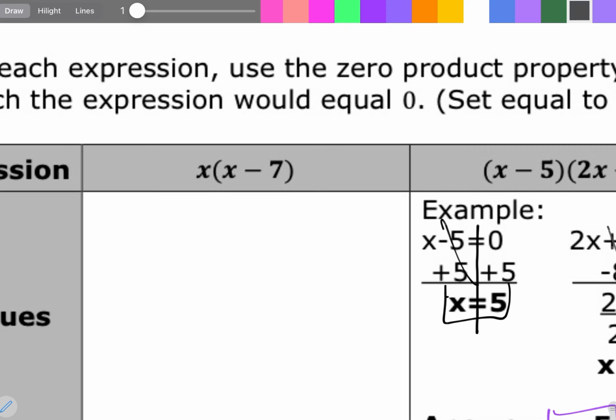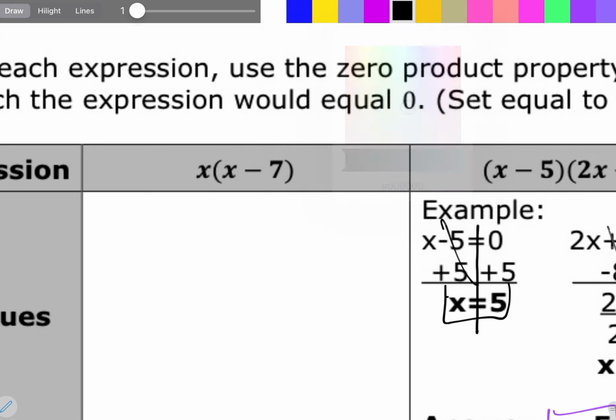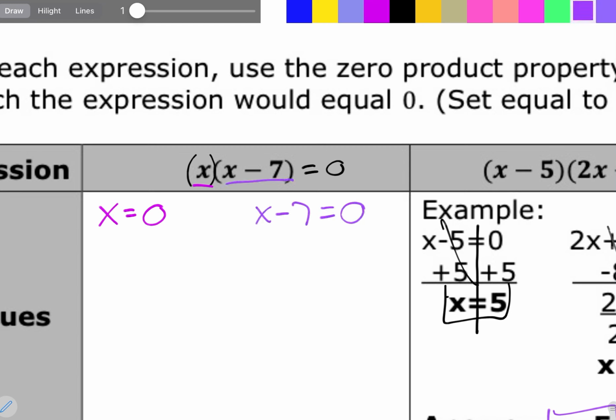Let's look at this situation and do the same exact thing that was done on the other side. Let me get my color right. So there we go. Set this equal to 0, and we should end up with two answers. I see two x's. So, put a parentheses around this one. The first one is going to be x equals 0. Our second situation is going to be x minus 7 equal to 0.